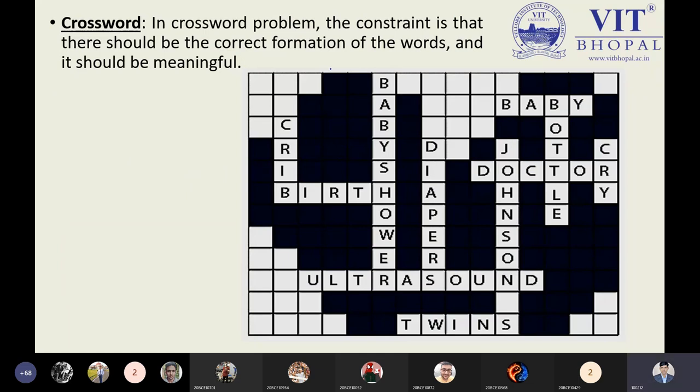So in the crossword problem, the constraint is what? That there should be a correct formation of the word. I can't take any word. I can't take any letter. It's my choice, I can take, but what is the rule? What is the constraint? Can you even tell me right now? What would be the constraint in a simple way?